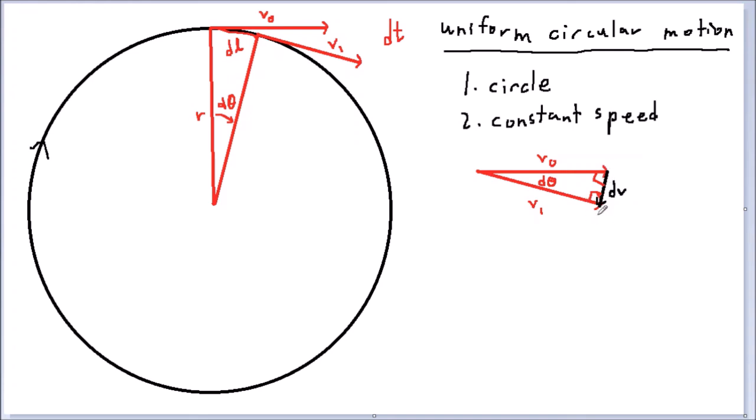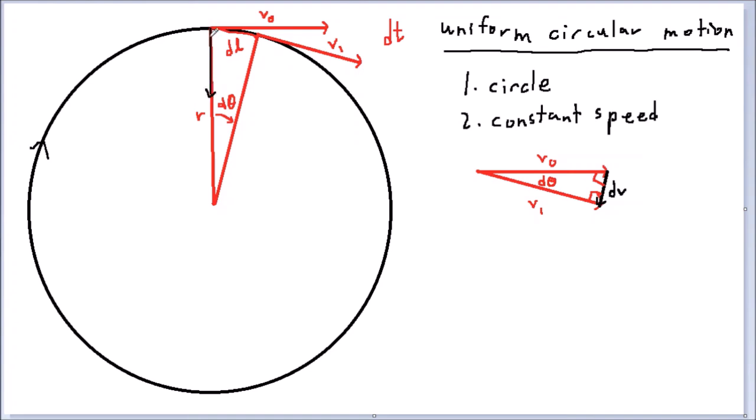Well, first of all, this dv, this change in velocity, is going to be in the same direction as the acceleration. So if the change in velocity is perpendicular to this velocity vector, which we know is tangent to the circle, that means that the change in velocity, and therefore the acceleration as well, must be perpendicular to the circle. So it's going to look like this.